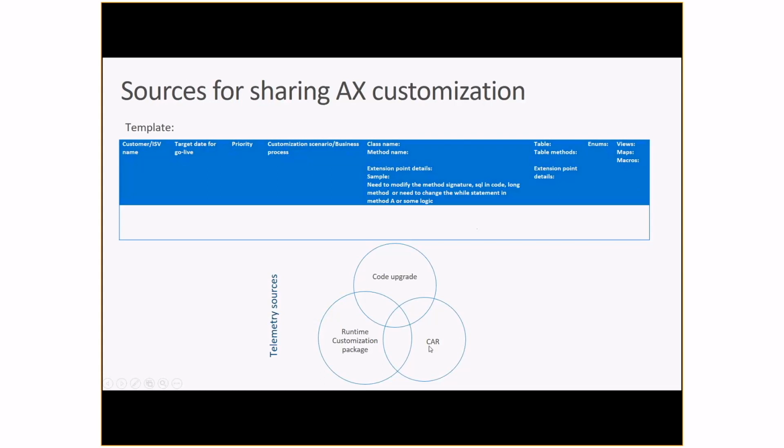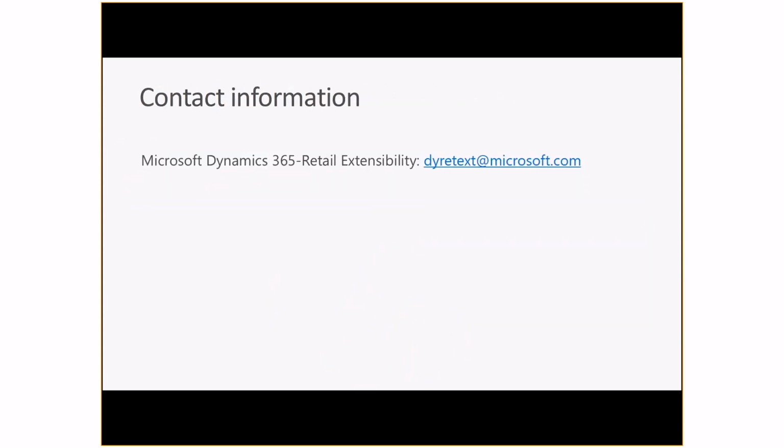For AX customization, you can share either the customization analysis report, or the code upgrade report, or the runtime packages metadata information, or if you don't have all those details, you can at least share this template. What we want you to do is analyze it, do your design, and identify that these are the extensions missing. Then based on that, we'll add that information for you. Okay. And then send all this to this email address.